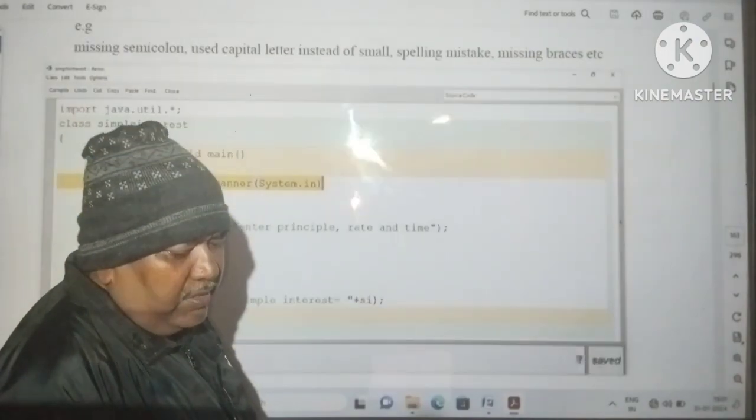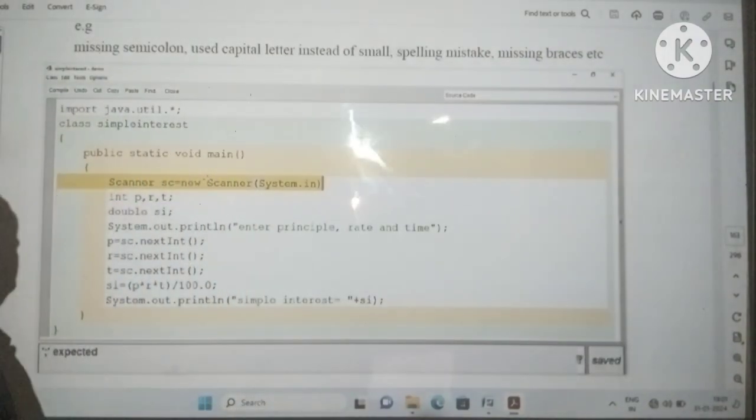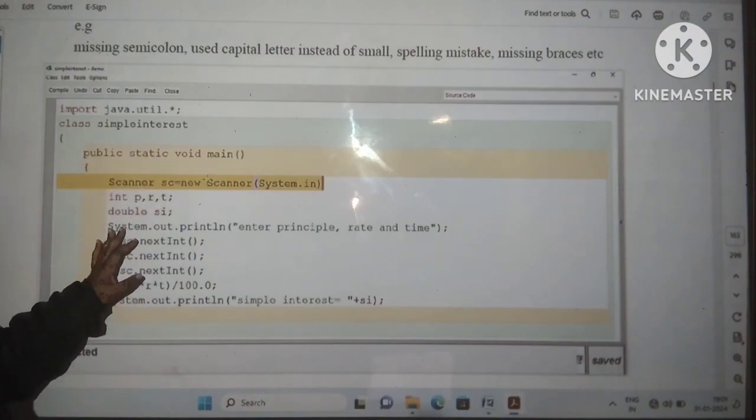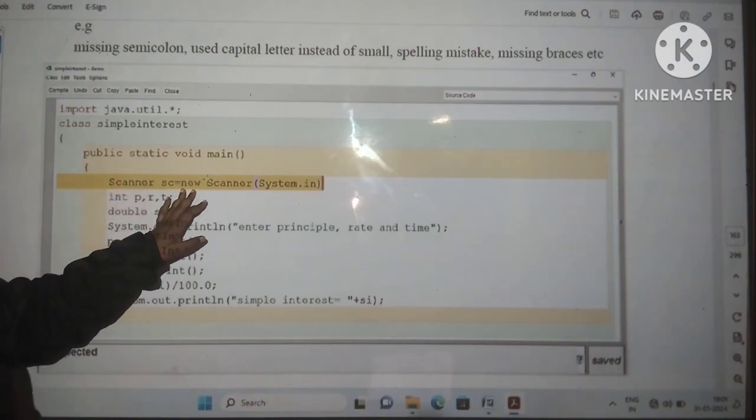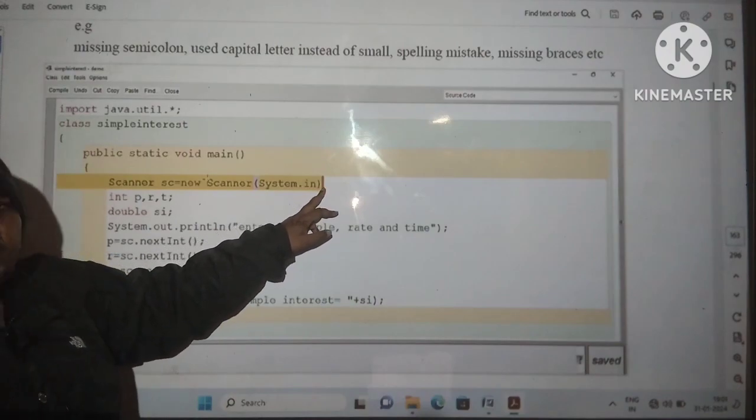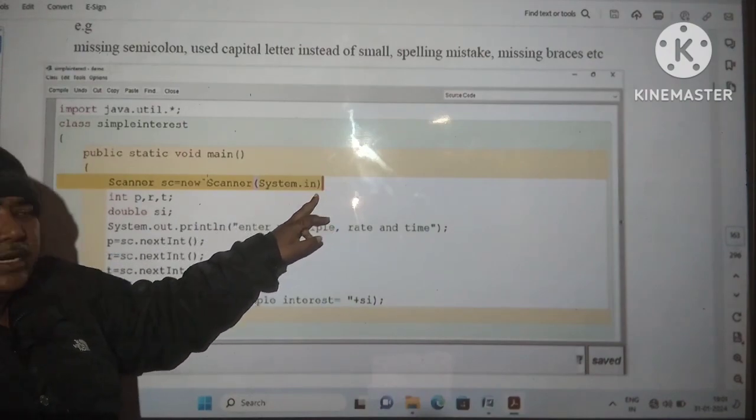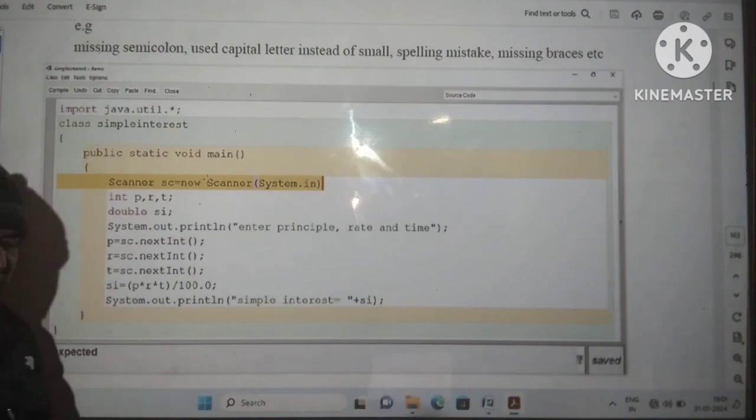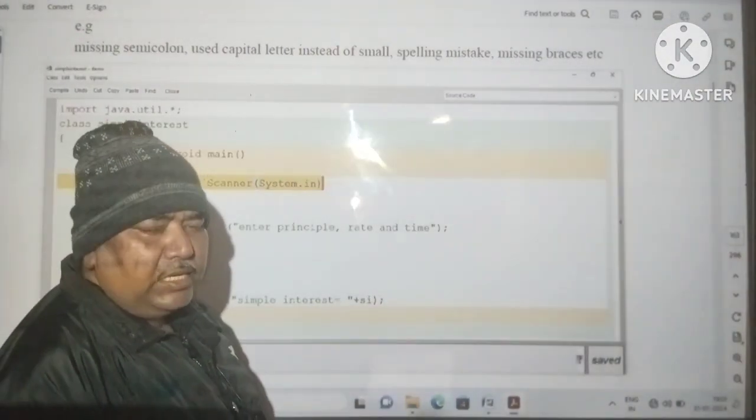See, I have given one example also, a screenshot. I have written one program for calculating the simple interest. In the line Scanner sc = new Scanner, I have shown the error also. A red line is coming and the error is displayed over here: semicolon expected. So this is a syntax error. Like this, many syntax errors can be generated.